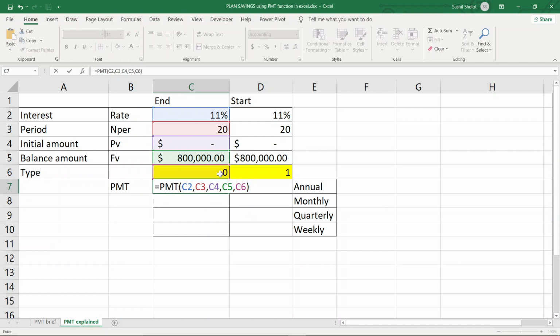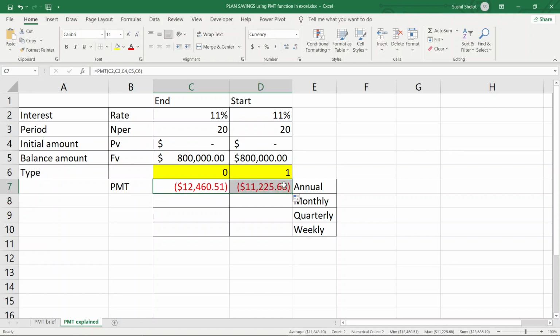With all these inputs given, when I enter it, I get a value of say 12,460.51 dollars. Now, why is this value in brackets? The reason behind this is the amount will be paid from the pocket of the person, and hence it will be a negative or minus. So every month, or rather every year, that person will have to deposit 12,460.51 dollars.